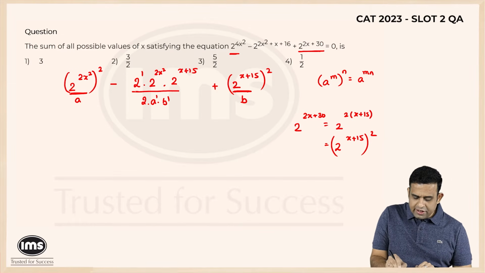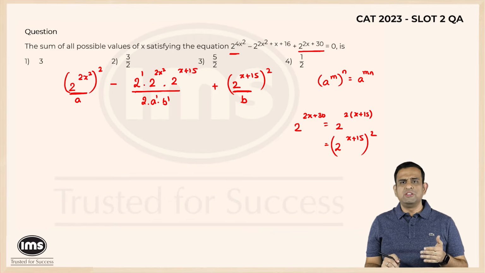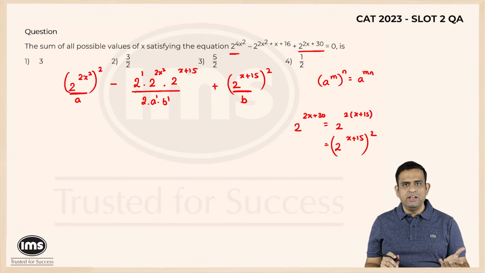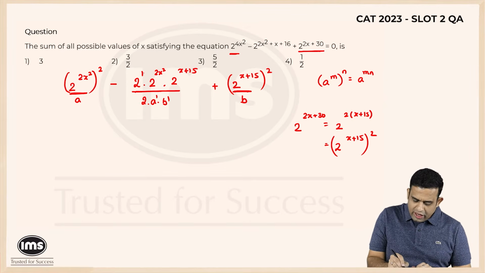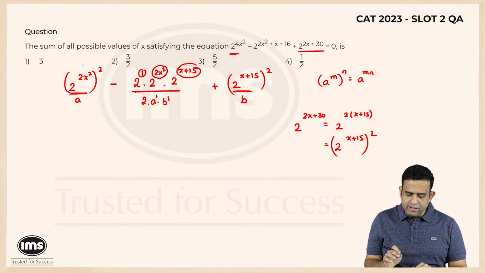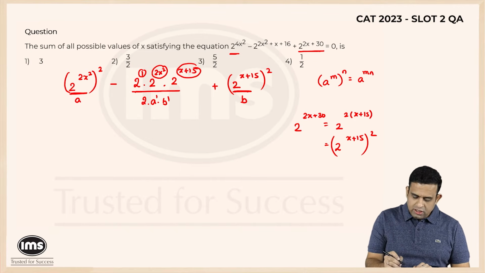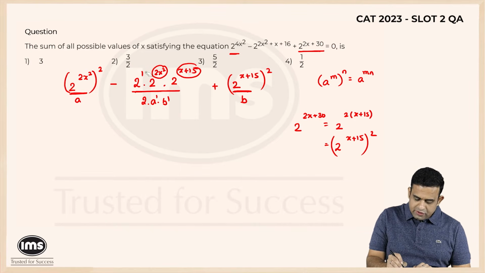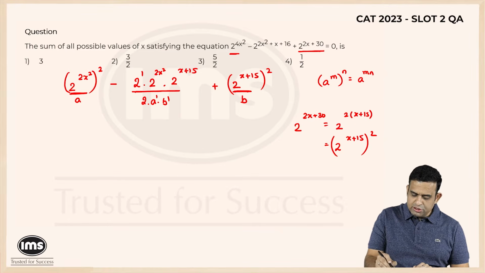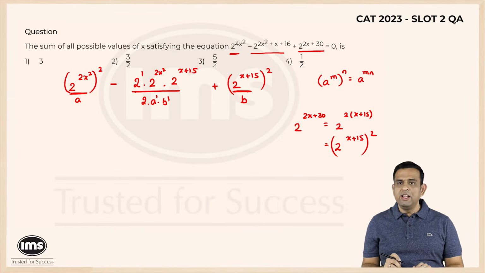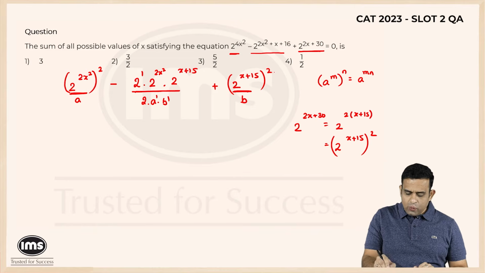If I look at the central term, we are basically multiplying 3 terms having the same base. If I multiply 3 numbers with the same base, the powers are simply added. So if you add 1 plus 2x square plus x plus 15, we do get 2x square plus x plus 16. That means my negative term is also completely getting balanced. And what does that mean?